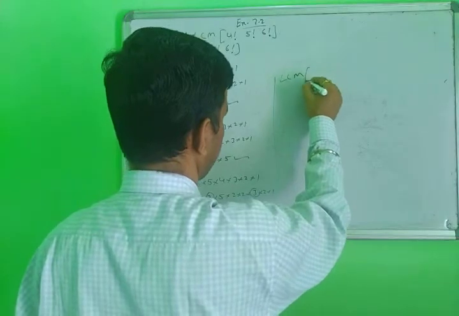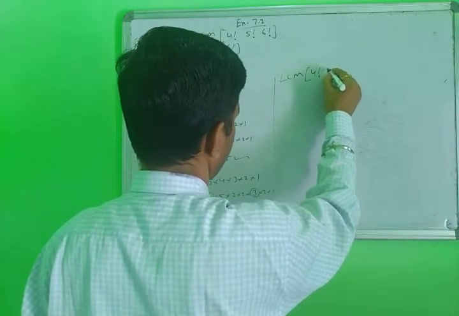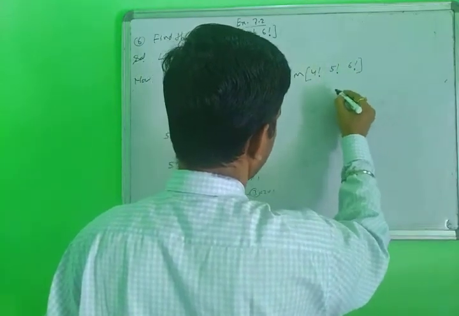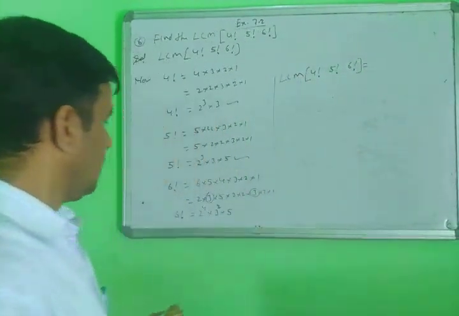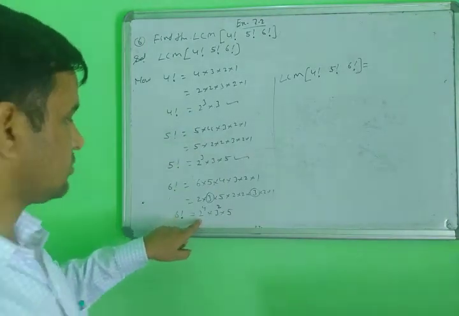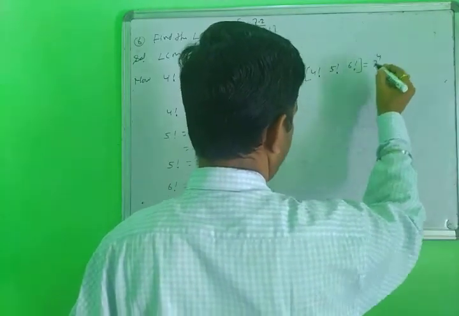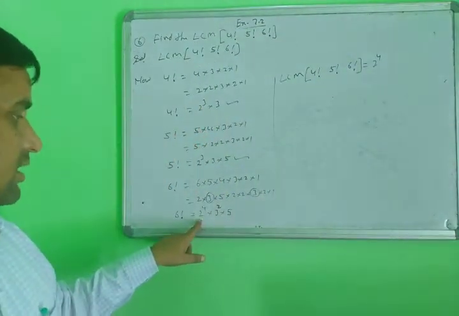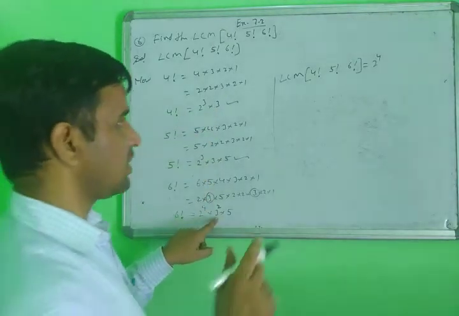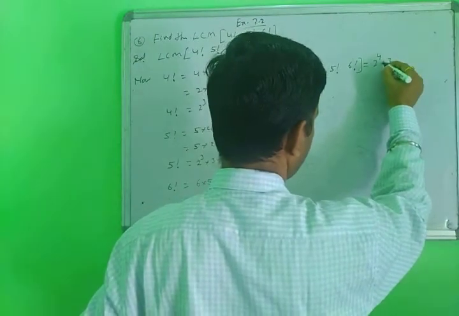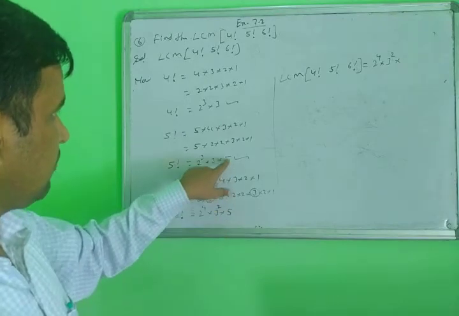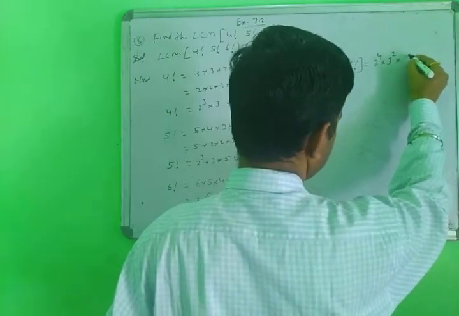LCM of factorial 4, factorial 5, factorial 6 equals the highest power of 2. The highest power of 2 is 3 and 4, so the highest power of 2 is 4. The LCM has the highest power of the numbers, and the highest power of 3 is 2, and the highest power of 5 is 1, because 5 is only 1 time.